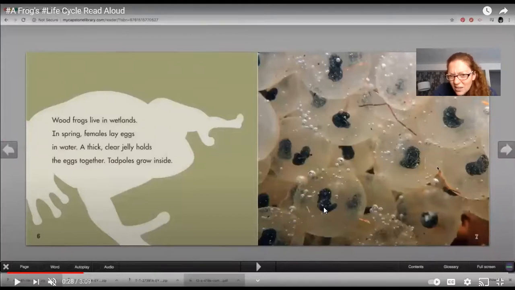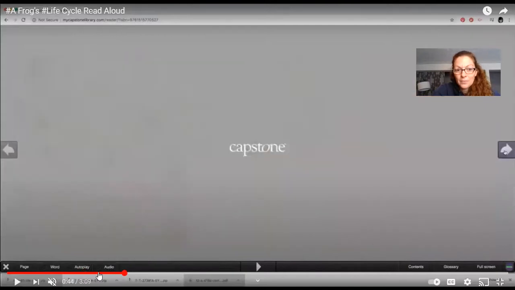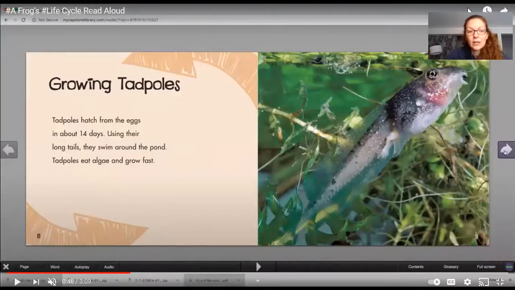So let's look. Do those look like frogs? No, they don't look like that to me either. So I wonder, are baby frogs, do they look the same as adult frogs or are they completely different? Let's learn some more. All right, growing tadpoles. Tadpoles hatch from the eggs in about 14 days. Using their long tails, they swim around the pond. Tadpoles eat algae and grow fast.